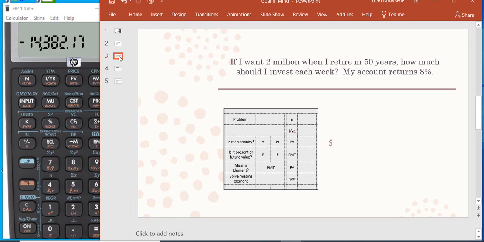So let's look at this next one. This time I want $1 million when I retire in 50 years. How much should I invest each week? So we're looking at a weekly payment. My account returns 8%. And so our payments per year this time is 52. Our future value is 2 million.